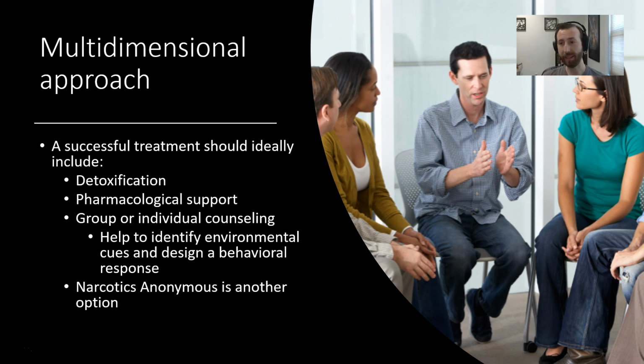So ideally, we would have all of these elements present: a guided detoxification process, pharmacological support for all of the issues, including withdrawal and cravings, and group counseling or individual counseling to deal with the psychological effects and to help the patient form a plan to stay on the right track to recovery.